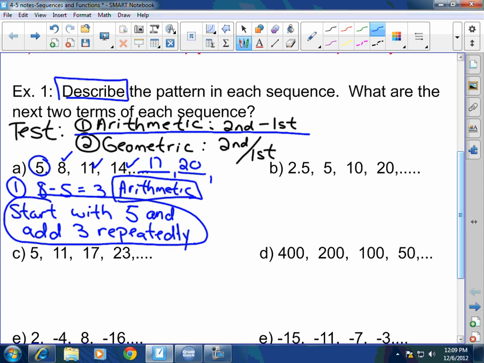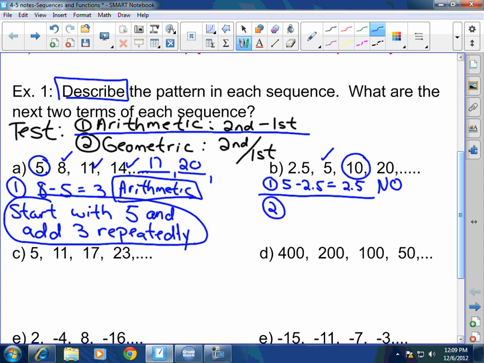B. Let's do our first test. What's 5 minus 2.5? Okay, remember, we're testing our first one for arithmetic. So if it's an arithmetic, I'm going to add 2.5 to everything and it will work. What's 2.5 plus 2.5? Okay, so far so good. What's 5 plus 2.5? Whoa, is that going to work? So, no, it's not arithmetic.